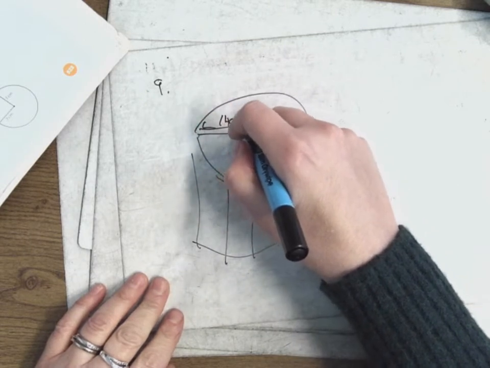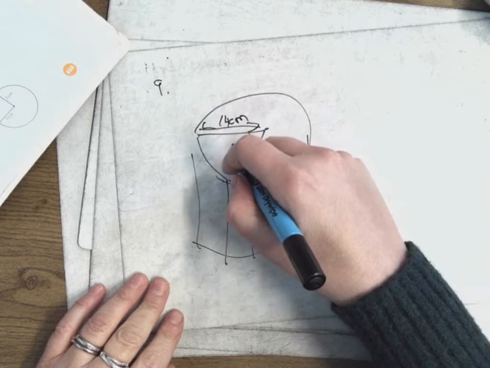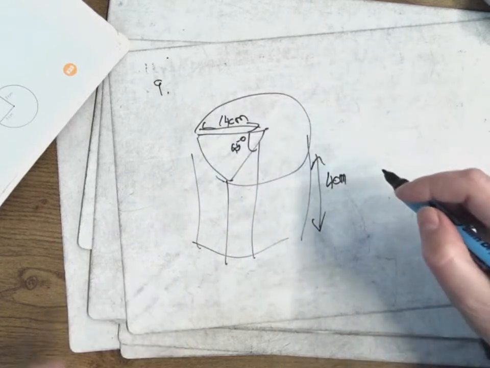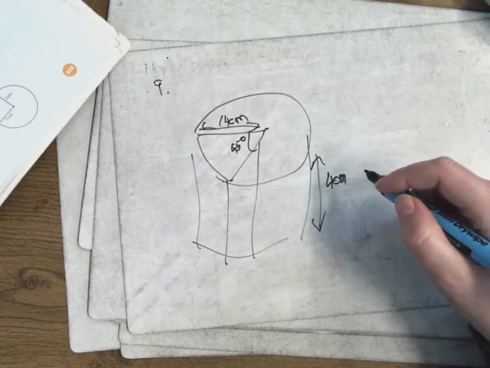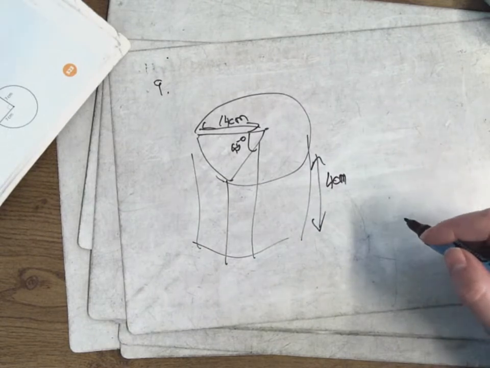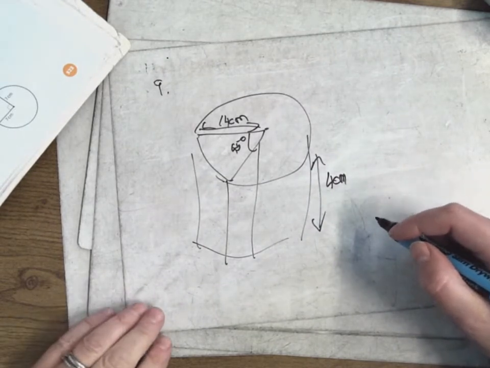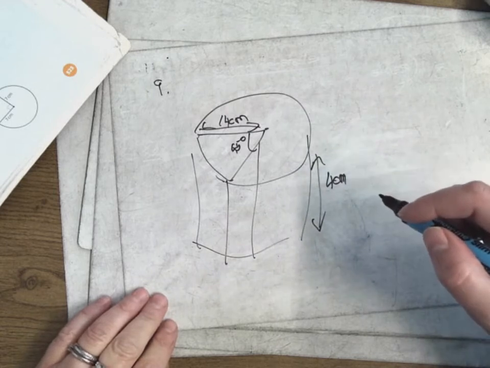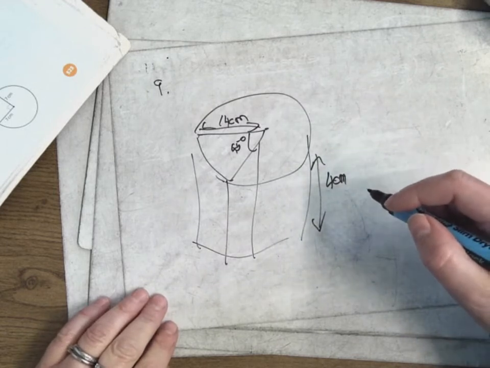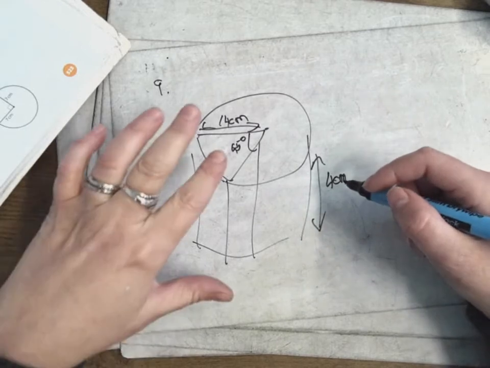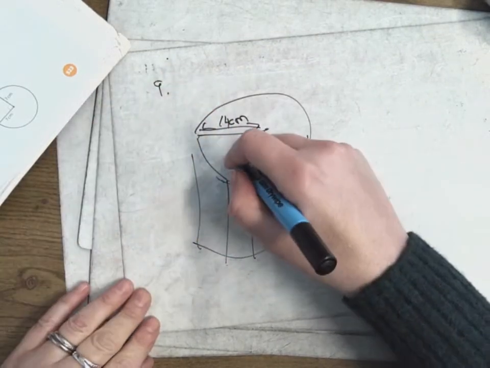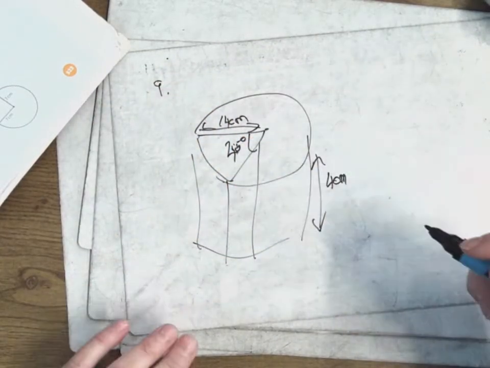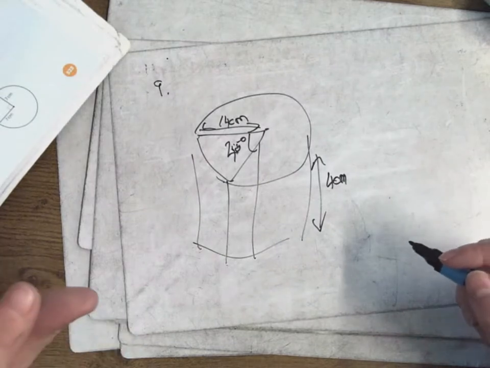Okay, and it tells me this is 45 degrees. We'll deal with that in a minute. Find the volume of the wedge correct to the nearest whole number. No, it says 45. Sorry. Okay, is that okay? So, are we all okay?